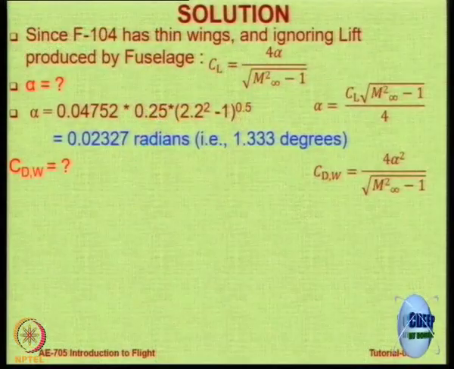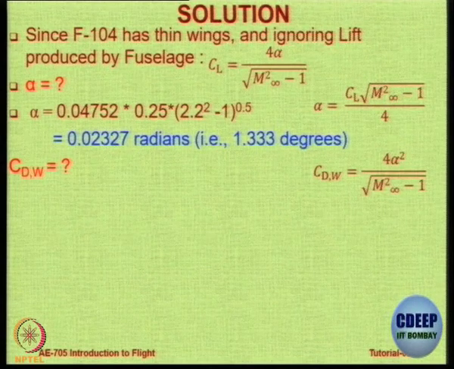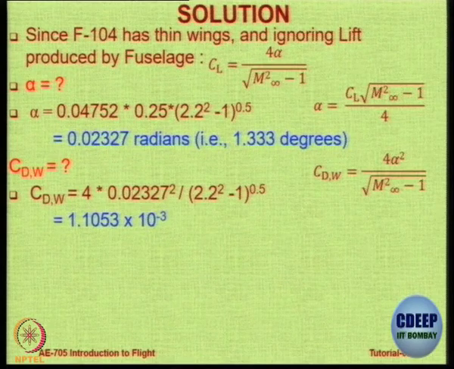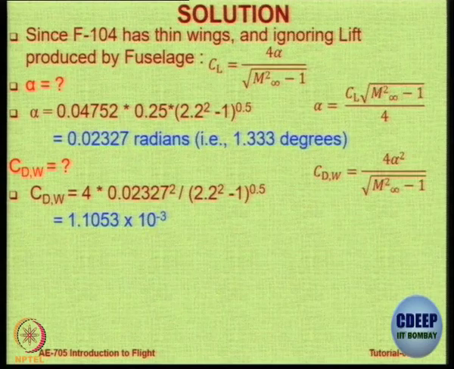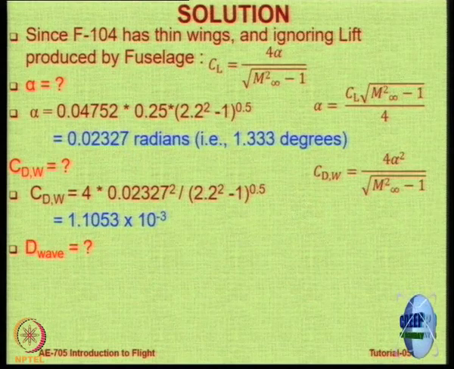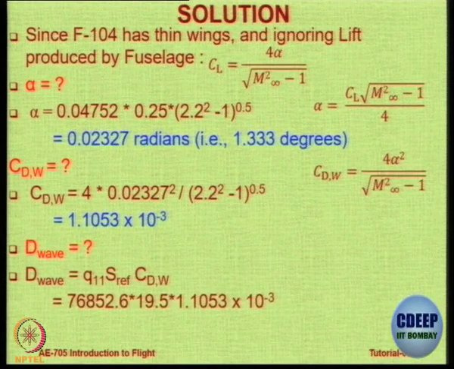So now what is the value of the wave drag coefficient, which was 4 alpha square. So just this into alpha. How much is CD wave, the drag coefficient for wave? 0.0109. Yes, 0.00111. So now you can calculate the drag. This into Q into S. What's the value?